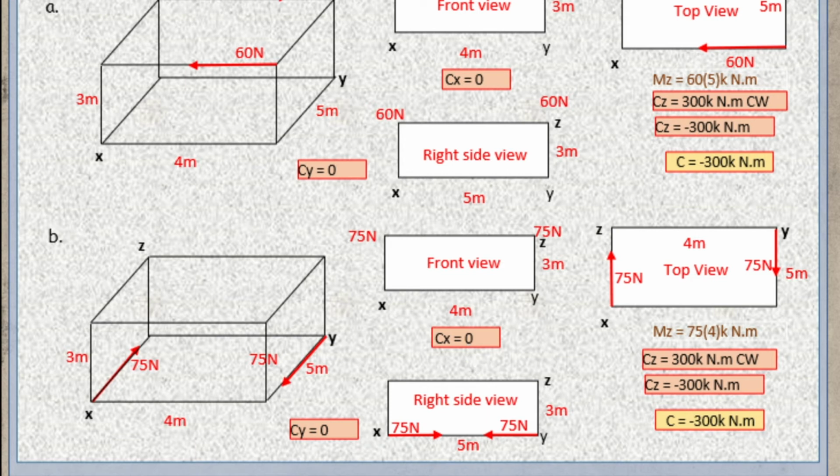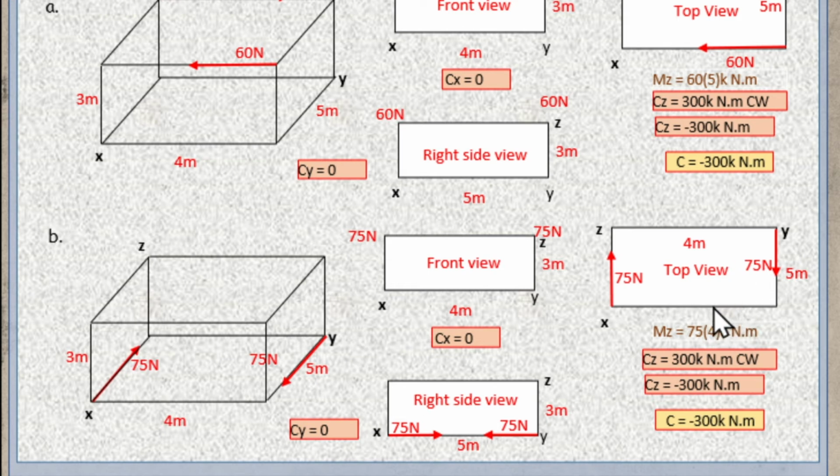For our couple Y, looking at its right side view, we can see these forces, and as we can see, these forces lie on the same line, and we call this collinear forces. Therefore, our couple at Y equals 0. And for our Z axis, looking at its top view, we have the 75 Newton, 5 meter, and 4 meter. Since these do not lie on the same line, we call these non-collinear forces.